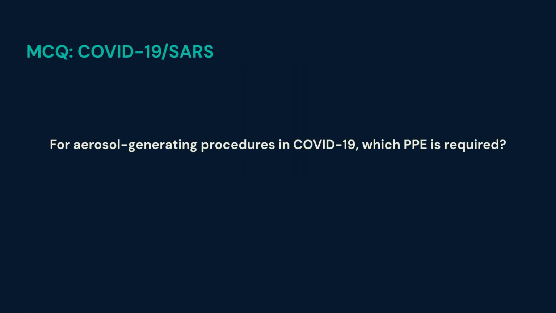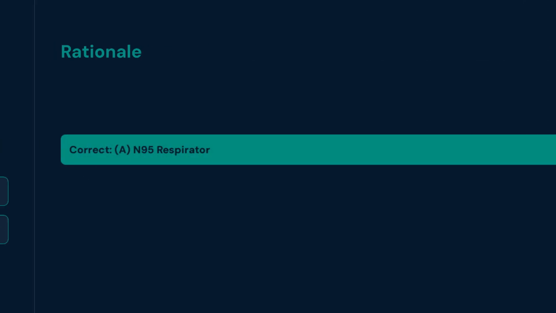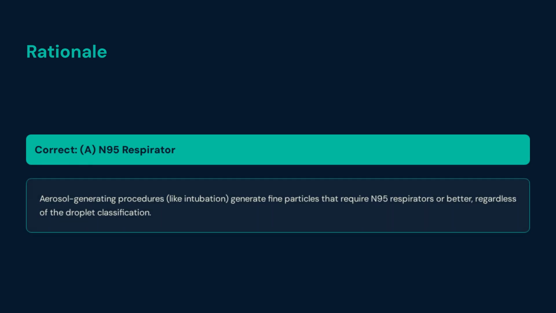Consider the COVID-19/SARS scenario. For aerosol-generating procedures in COVID-19, which PPE is required? A. Surgical mask, B. N95 respirator, C. Face shield, or D. Gown and gloves only. The correct answer is B. N95 respirator. Aerosol-generating procedures create fine aerosol particles, which require airborne precautions, including an N95 or higher-level respirator.